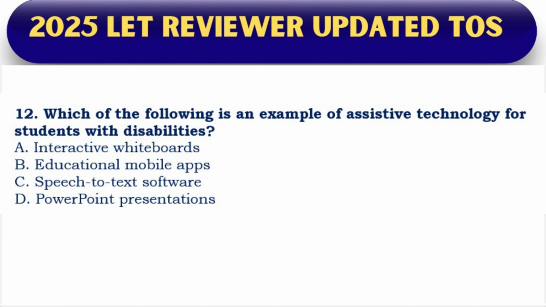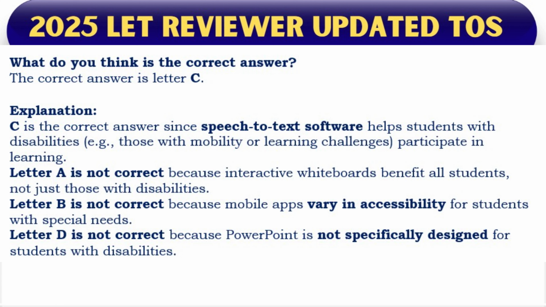12. Which of the following is an example of assistive technology for students with disabilities? A. Interactive whiteboards. B. Educational mobile apps. C. Speech-to-text software. D. PowerPoint presentations. What do you think is the correct answer? The correct answer is letter C.